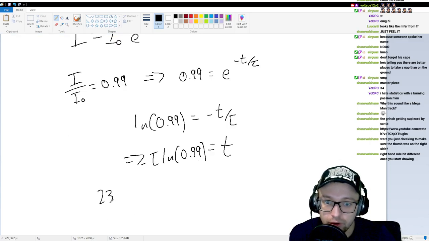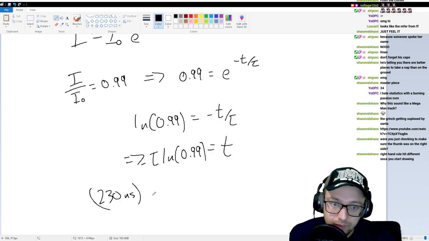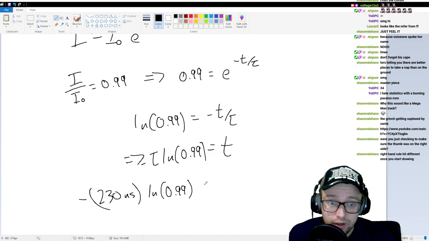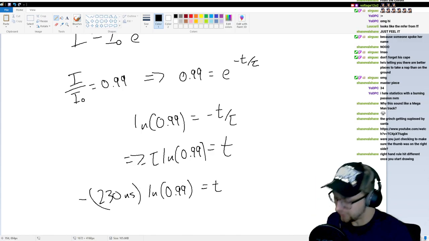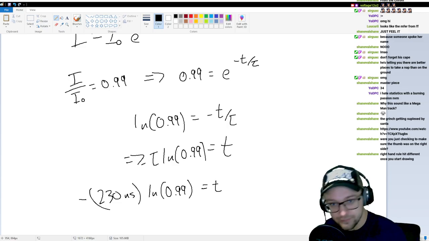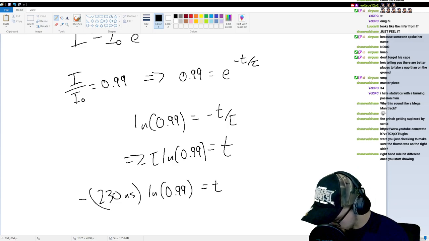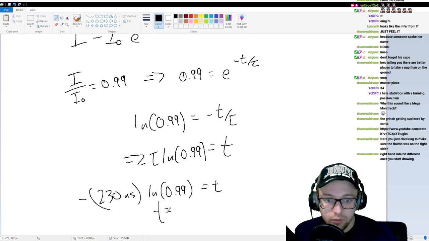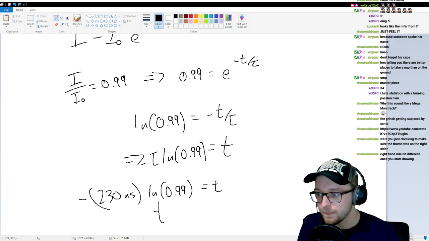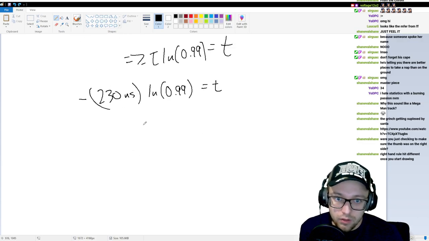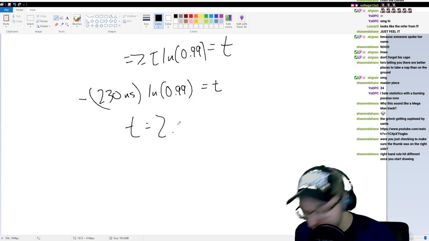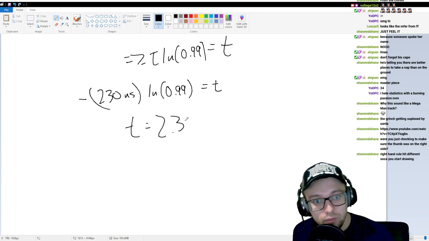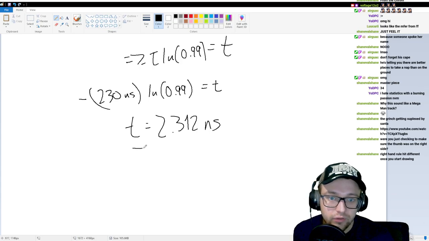Our tau is 230 nanoseconds. Natural log of 0.99 will be a negative number, so we should get a positive time. Very, very easy. Very straightforward. Minus 230 times the natural log of 0.99. That is going to be t equals, here I'll move it down, t equals 2.312 nanoseconds.